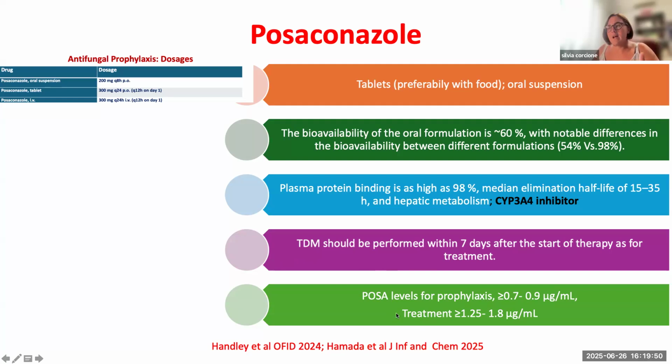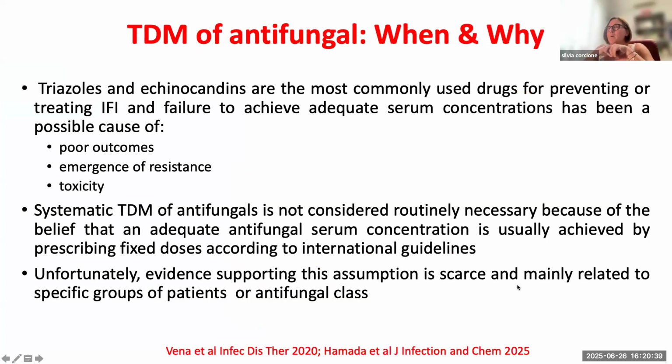And we have also several data recommending the level of posaconazole in the blood in order to get an appropriate prophylaxis. So if we want to get our prophylaxis working, we need to have a posaconazole level around 0.7, 0.9 microgram per milliliter in the blood. And if we are talking about treatment, of course, the range of C-trough needs to be higher. But today we will focus on the prophylaxis. So this is the range that we have to take into account when we talk about appropriate posaconazole level for prophylaxis. So why do we need therapeutic drug monitoring?